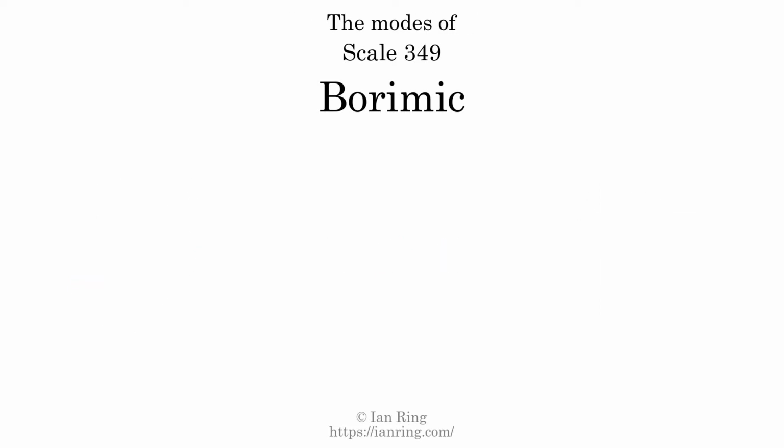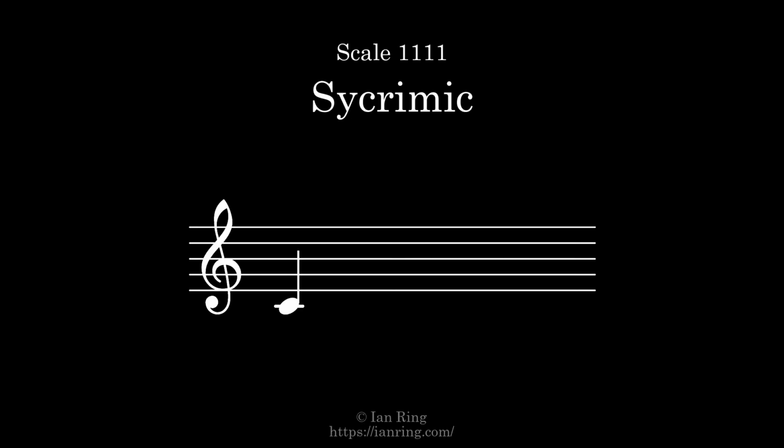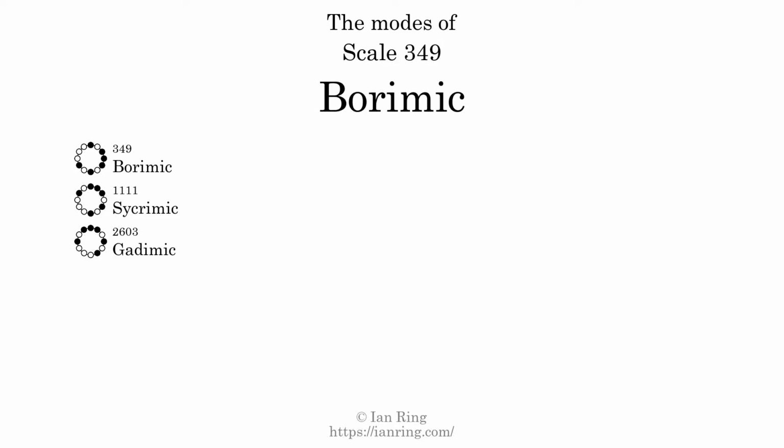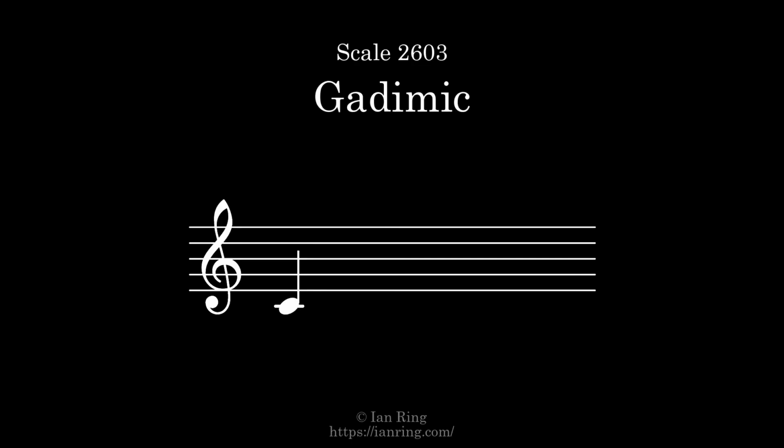This scale has 6 modes. The first mode is itself. The second mode is scale 1111, also known as acrimic. It sounds like this. The third mode is scale 2603, also known as Borimic. It sounds like this.